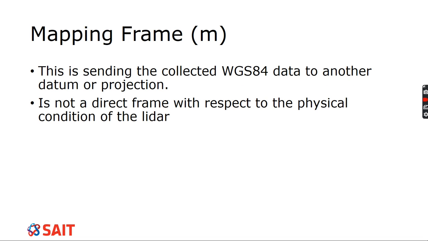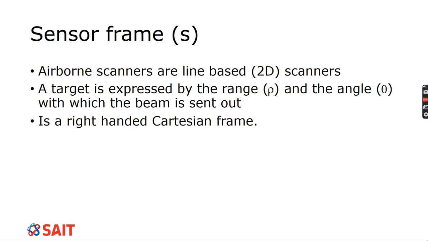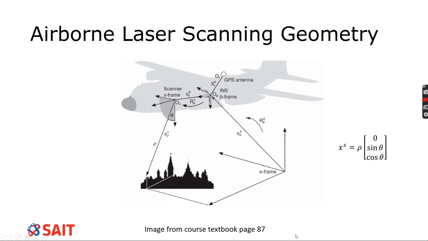Then we have something called a mapping frame, which is the projection, so sending data to another datum or projection. This is not actually on our diagram, but what it does is it takes this E frame and projects it into another frame with a different coordinate system. So it's looking back at this.